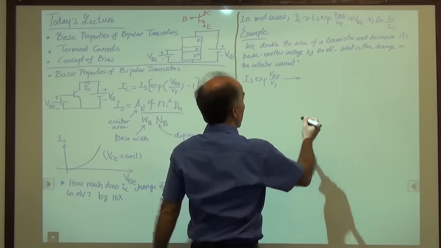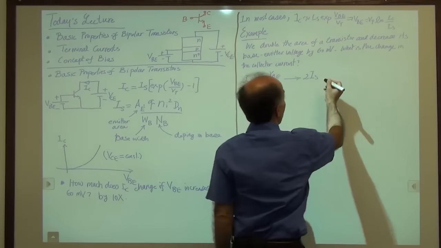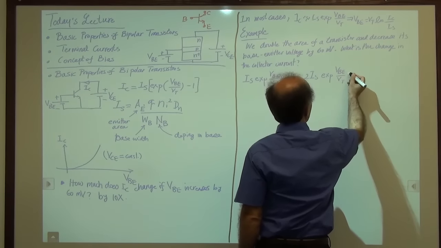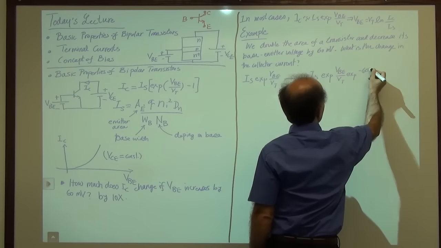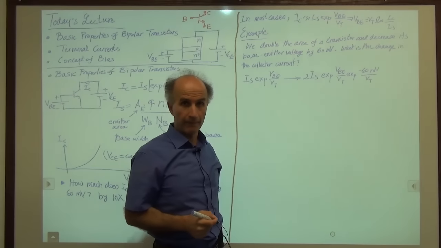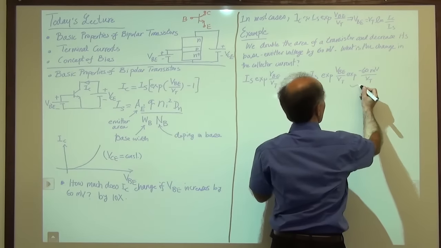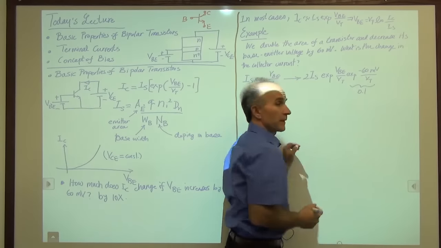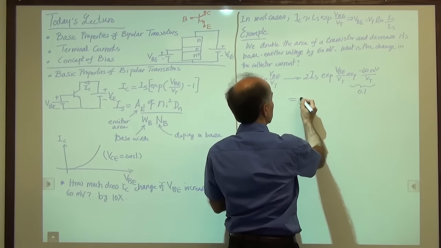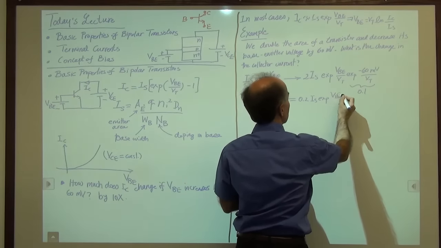All right, so we say IS exp of VBE over VT, this is the old transistor. The new transistor has twice the IS because the area is doubled, and its current is now 2 IS exp of VBE over VT times exp of minus 60 millivolts over VT, because I reduced VBE by 60 millivolts. That's the new current, that's the old current. So how much is that? Well, this, we know, is 0.1. Every 60 millivolts changes the current by a factor of 10. So that means that the total current is equal to 0.2 IS exp of VBE over VT.